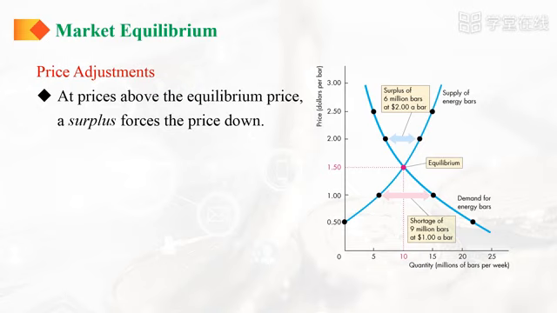Firstly, a shortage forces the price up. Suppose the price of an energy bar is $1. Consumers plan to buy 15 million bars a week, and producers plan to sell 6 million bars a week. Consumers cannot force producers to sell more than they plan, so the quantity that is actually offered for sale is 6 million bars a week. In this situation, powerful forces operate to increase the price and move it towards the equilibrium price.